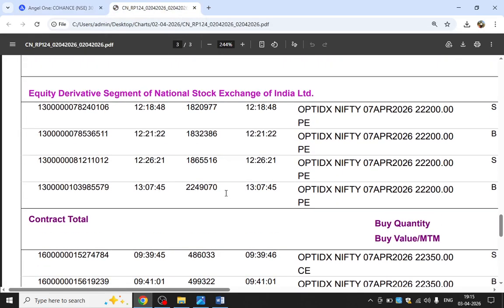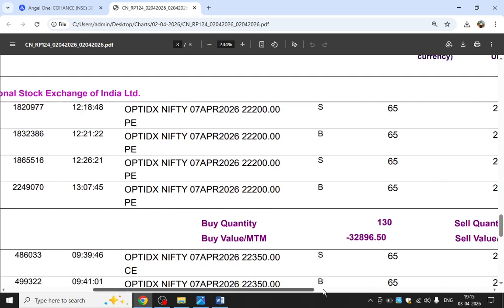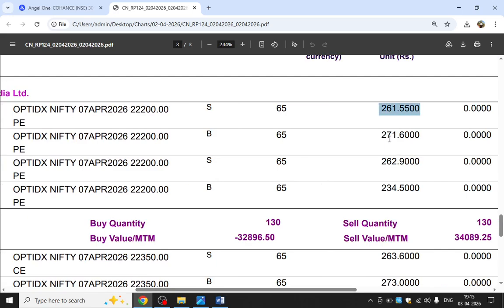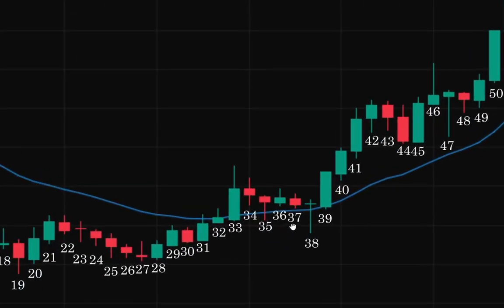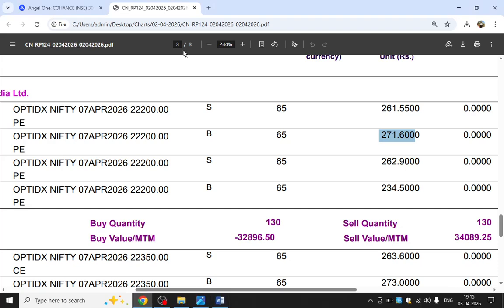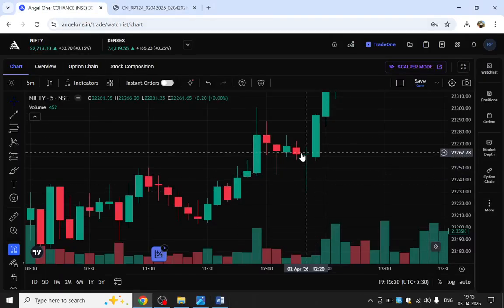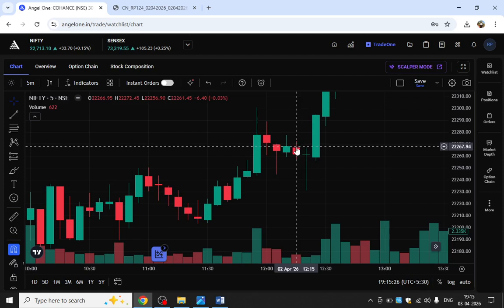I shorted the PE at 1218 and I was stopped out at 1221, just for 10 rupees. This was my mistake. This was my biggest mistake. This is the place where the price didn't move above this signal bar.